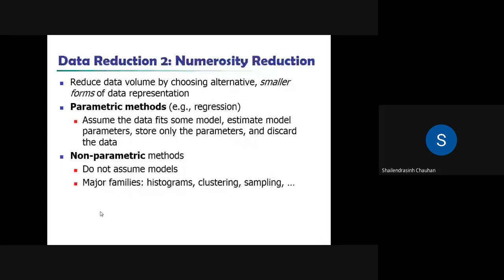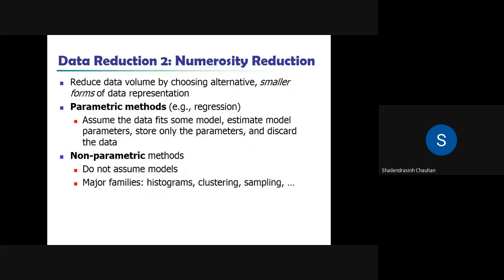Next is data reduction. That is also called numerosity reduction. Second technique, that is numerosity reduction. In numerosity reduction, 2 techniques are there: parametric and non-parametric. Now, reduce data volume by choosing alternative. What we are doing in numerosity reduction is reducing the data volume, the size of data, by choosing an alternative, that is a smaller form of data representation.